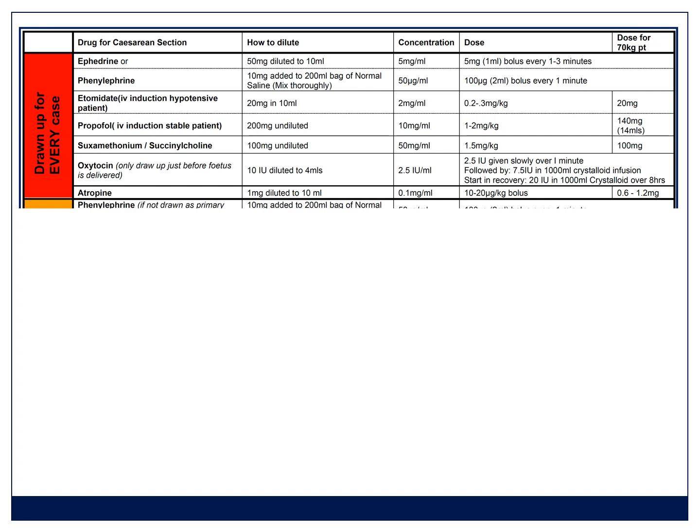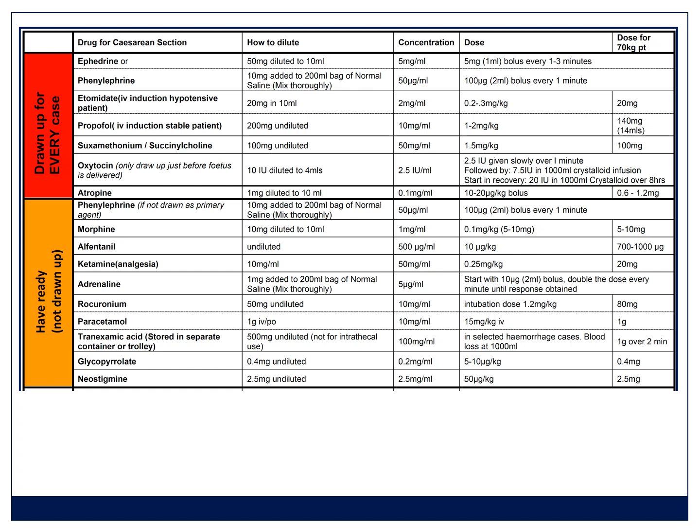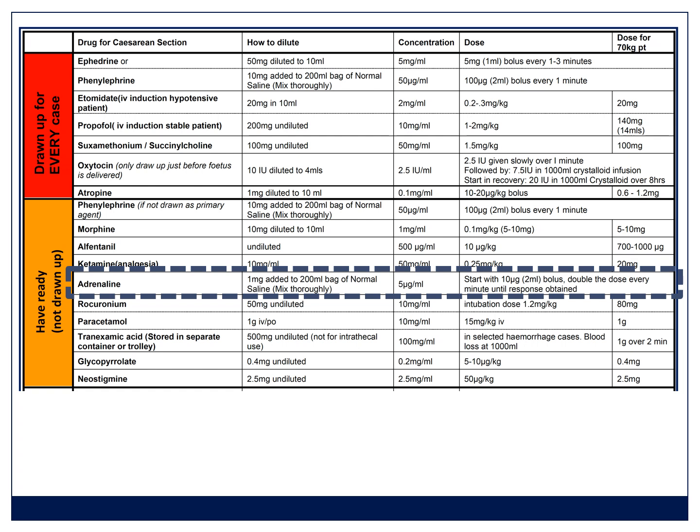And once again, they've got ephedrine or phenylephrine, so something for pressure. They've got an induction agent, either etomidate or propofol. They've got succinylcholine and atropine, and then they've included oxytocin because we're dealing with cesarean sections as well, which I won't cover today. They've also got have ready but not drawn up a number of other agents, and what I want to just draw your attention to is that they've got adrenaline, which they suggest you should put 1 milligram in a 200 ml bag of normal saline.